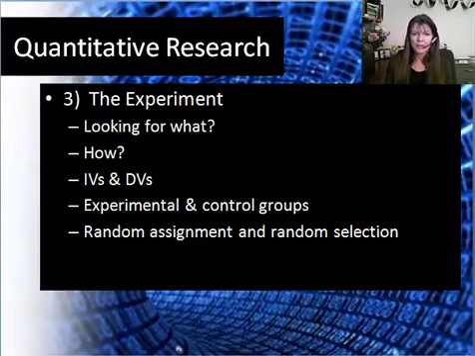Also, experimental groups and control groups, right? The experimental group gets the IV. In other words, high saturation here. The control group does not. That would be low saturation.